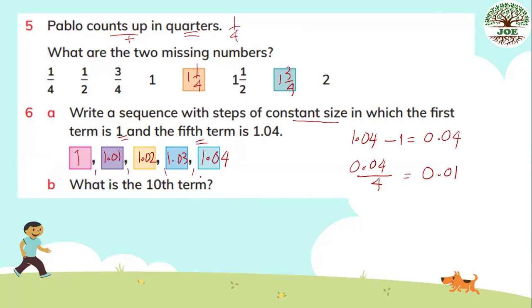And part B, what is the 10th term? This is our fifth term, 1.04. The 10th term is 5 more than the fifth, so you can find it easily. Okay.